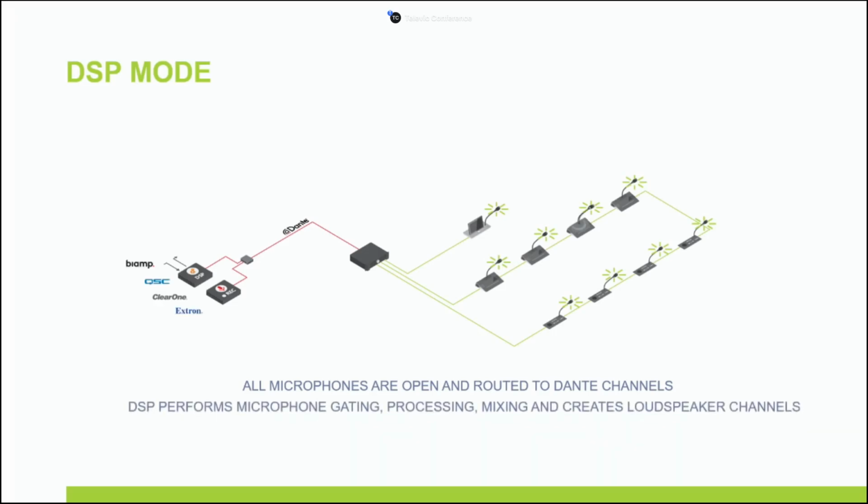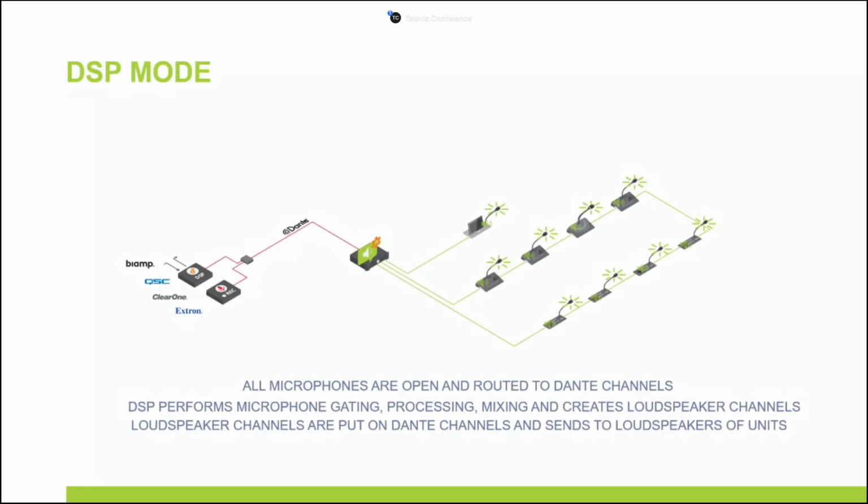Basically, whether it's a Biamp, QSys, ClearOne, Extron, whatever DSP that you want to use, you can do microphone gating, processing, mixing, creating your individual loudspeaker channels to send back to the units. So basically, full flexibility there. You can DSP it, and then bring the individual loudspeaker channels back to the individual units, so you can create your own mix minuses. Everything is in the flexibility and the design of the DSP from that point in time.